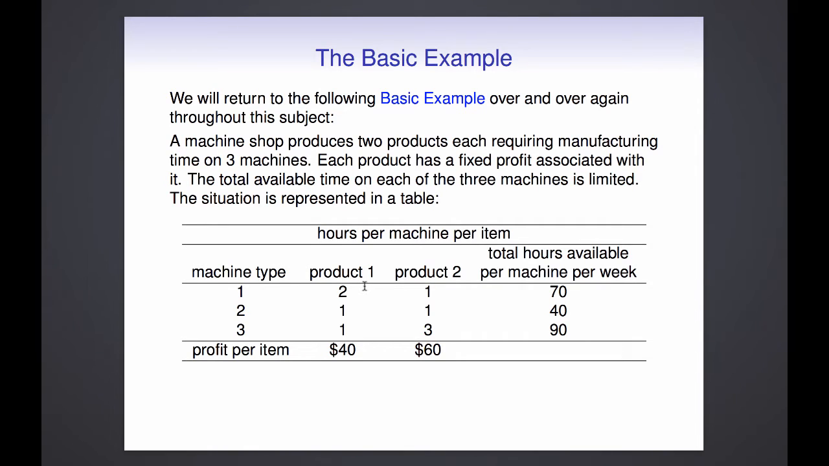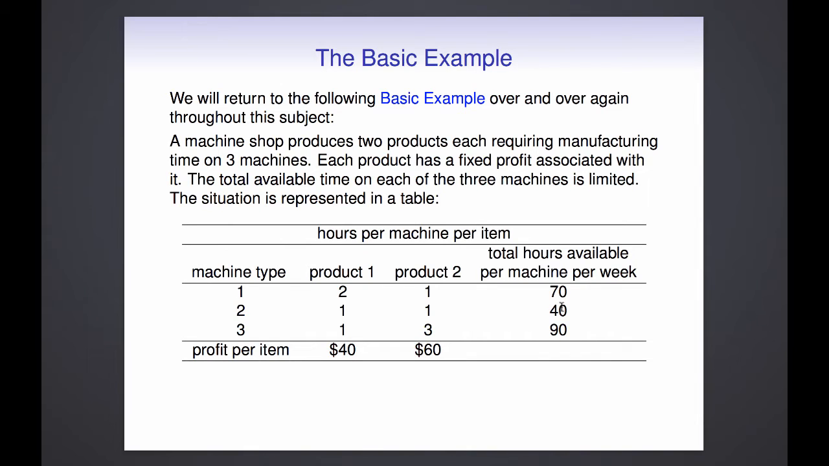So to produce each item of product 1, it's got to spend 2 hours on machine 1, 1 hour on machine 2, and 1 hour on machine 3. And each item of product 1 delivers $40 profit. For product 2, each item has to spend 1 hour on machine 1, 1 hour on machine 2, and 3 hours on machine 3. And 1 unit of product 2 delivers $60 profit.